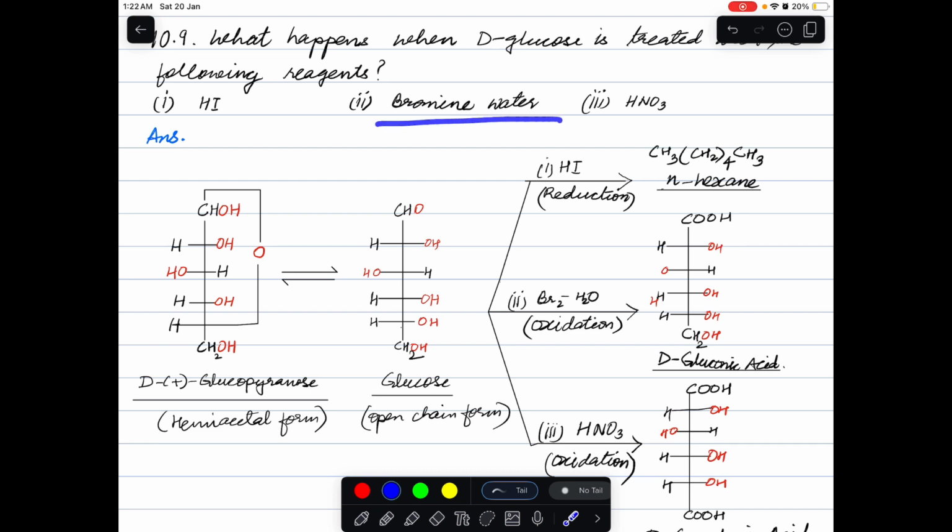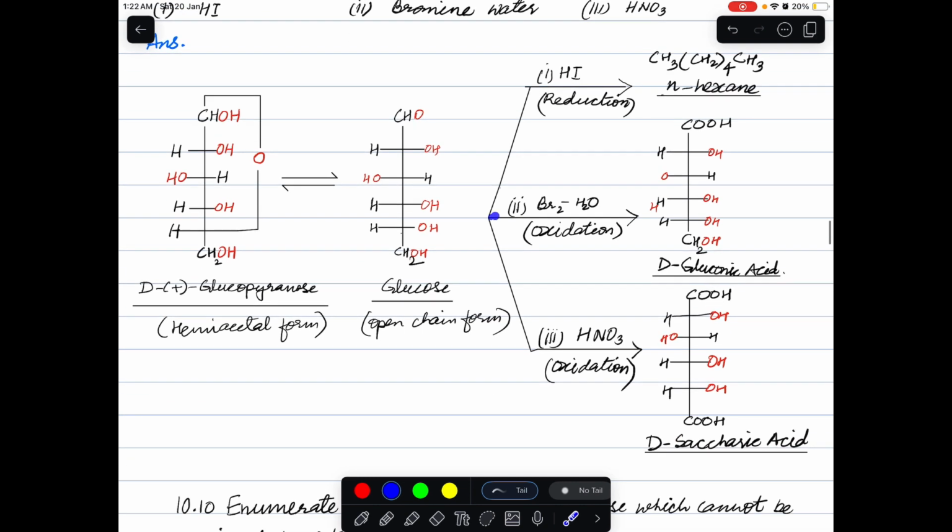Second one, when we treat with bromine water, that is a solution or a mixture of bromine and water, oxidation takes place. The CHO group will undergo oxidation, and we will get a carboxylic acid group on this particular carbon in place of the CHO group, and the compound is called gluconic acid. This is oxidation of only the aldehyde group.